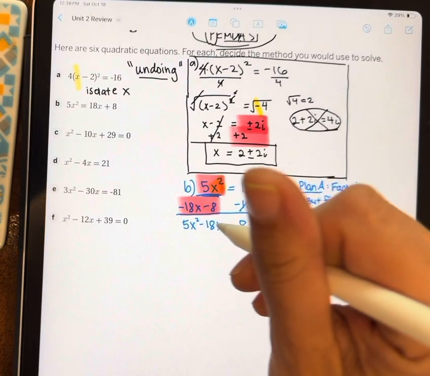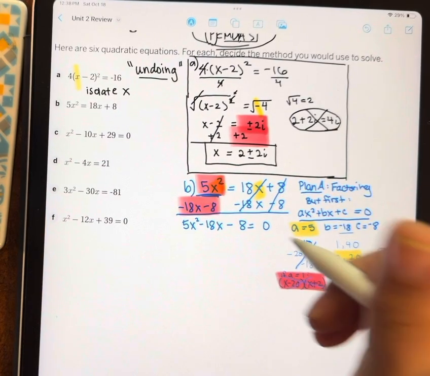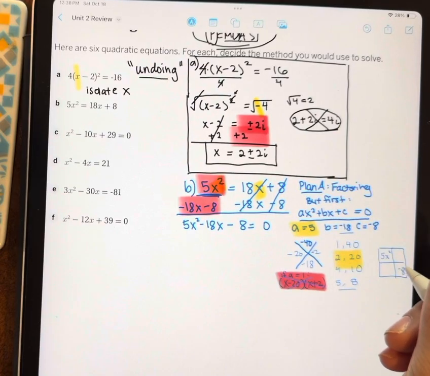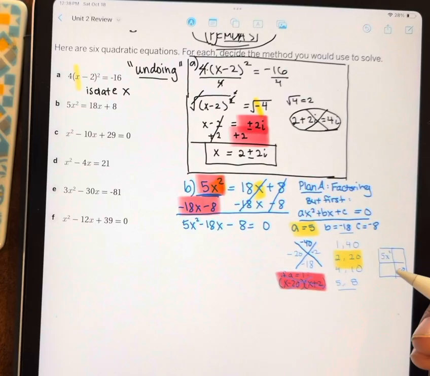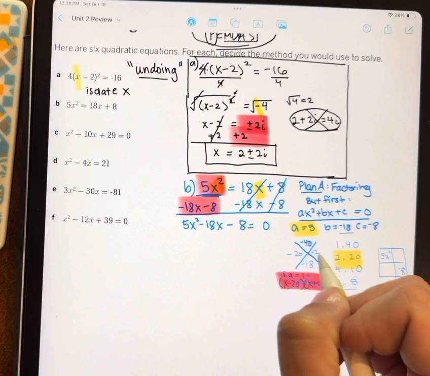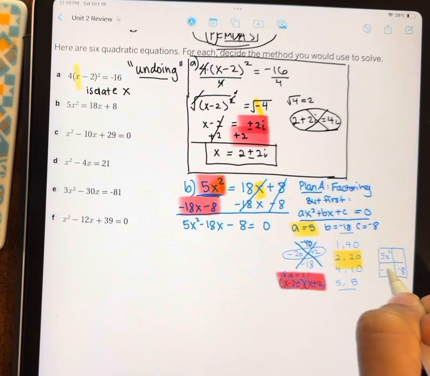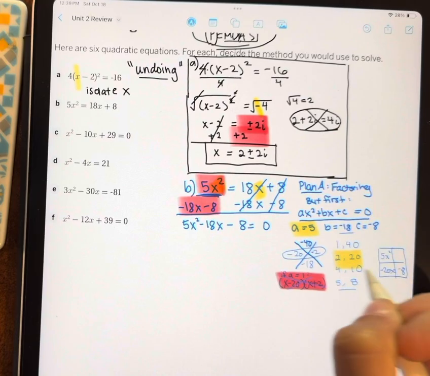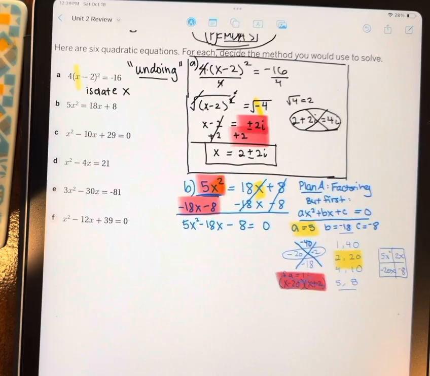And you put the first term, 5x squared, in the first box. And you put the last term, negative 8, in the last box. And you put the negative 18x in these two boxes. But how are you going to put one thing in two boxes? Like this, with these two numbers that we found. Because negative 20x and 2x are negative 18x, okay? So you put them all there.